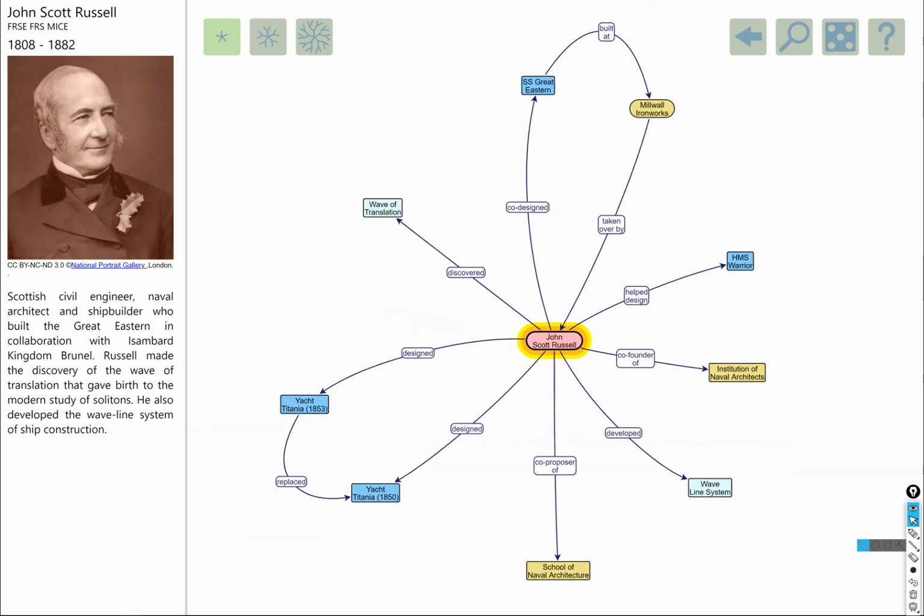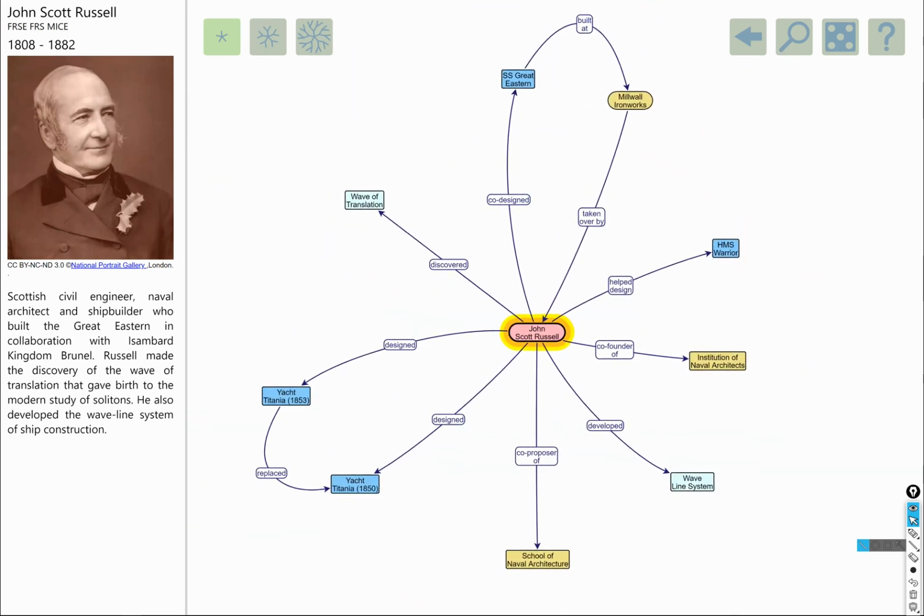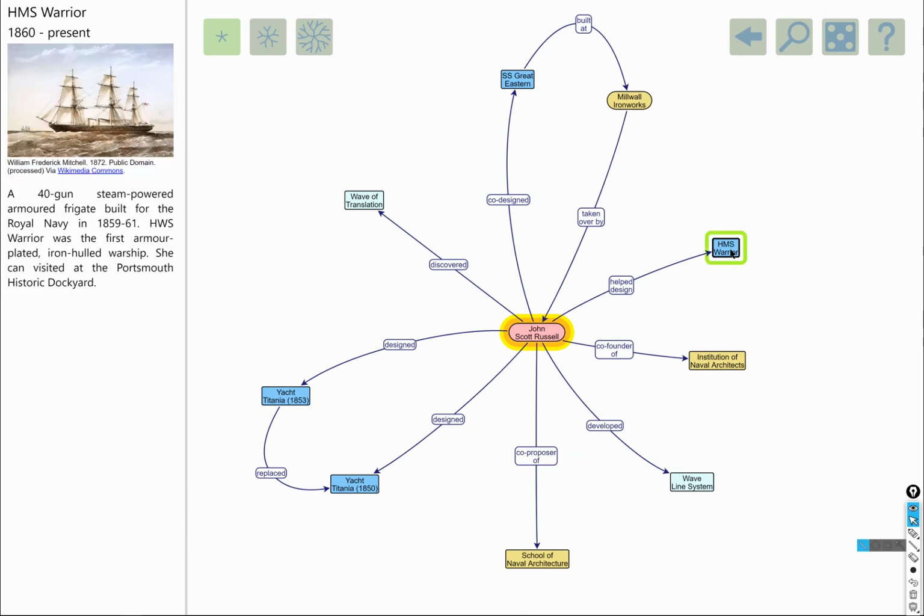So John Scott Russell, probably most famous in this context for his work on the SS Great Eastern with Brunel, but also a civil engineer, naval architect, responsible for this thing called the wave line system of ship design. But we're going to follow from him to this ship here on the right that he had a hand in designing, which is HMS Warrior, the first armor-plated iron-hulled warship. So let's just ping onto Warrior's node.